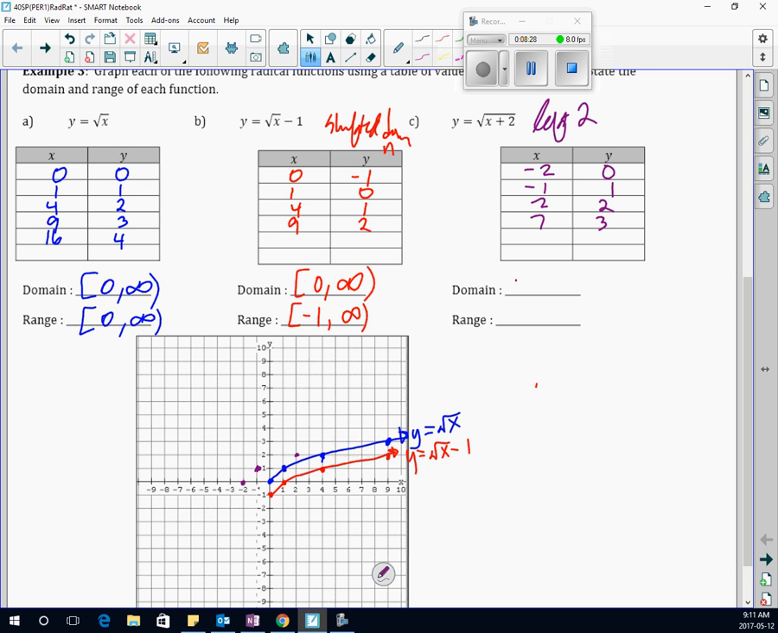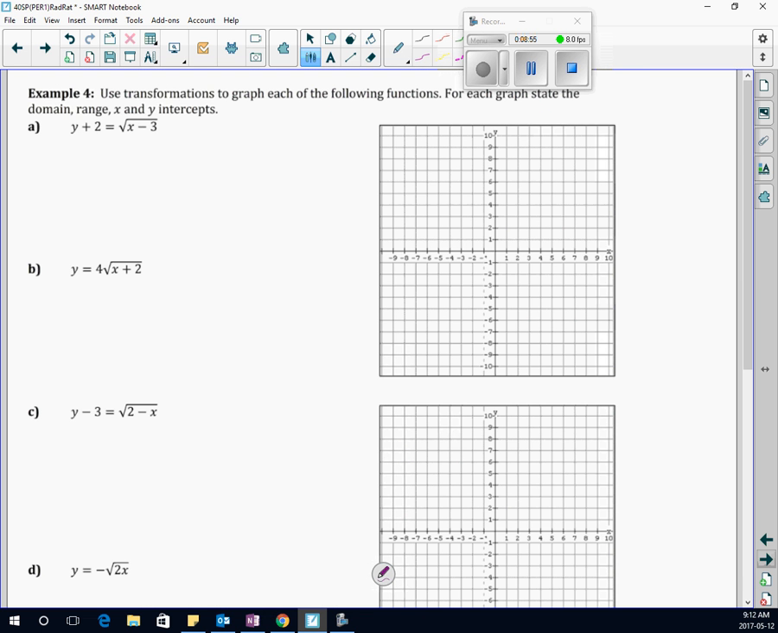So again, we're not going to do this by table of values. Once you know what the base graph looks like, that's the way we're going to graph it. It's much faster. Yes? Okay. So domain is -2 to infinity, and the range is 0 to infinity. Makes sense. If it goes left 2, it's only affecting my base graph, right, at the domain.